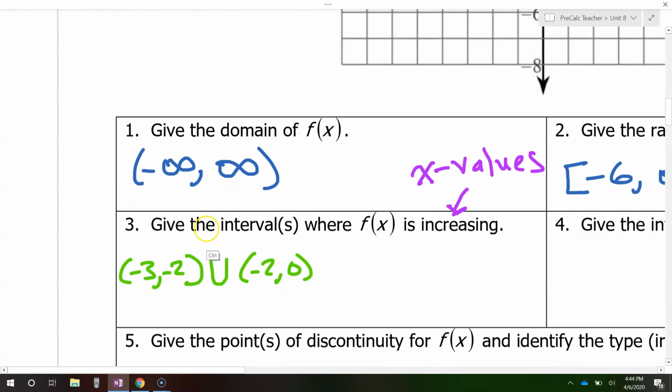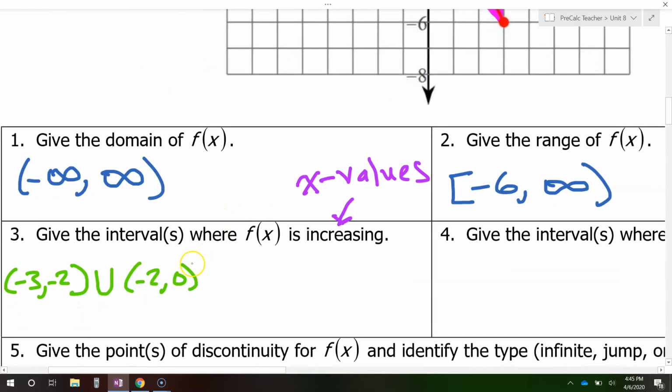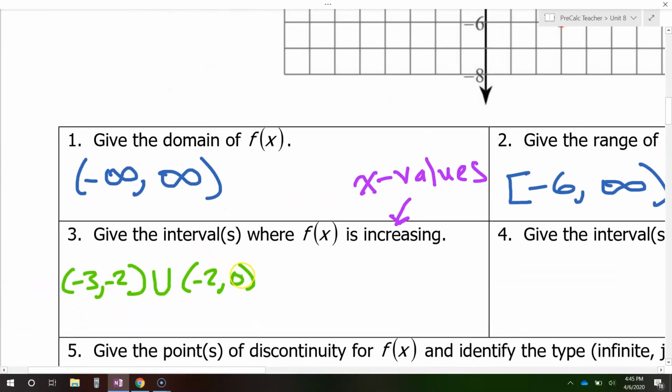When you're doing increasing and decreasing intervals, always use parentheses, not square brackets. It doesn't matter if the endpoint is open or closed. The endpoints are not included as they don't count as increasing or decreasing.